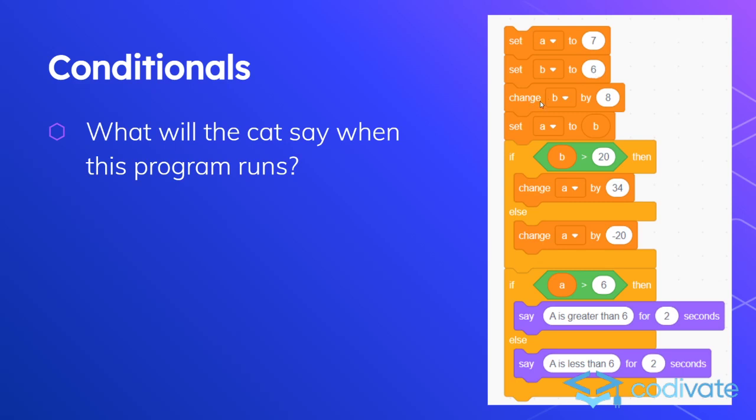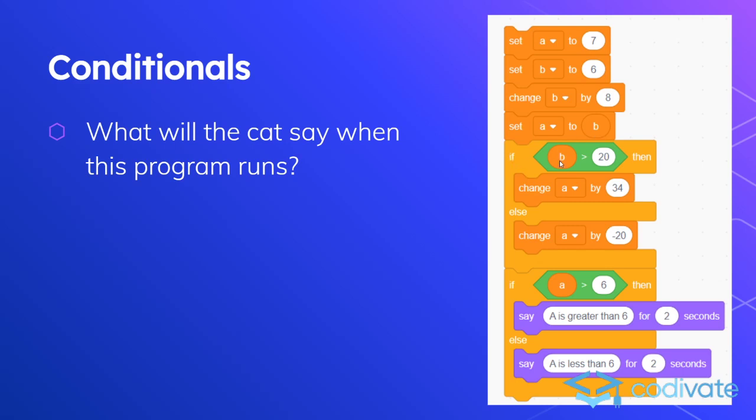Okay? Then we change B by 8. So 8 just got added to B, and B was 6. So B is now 14. 6 plus 8 is 14. So B is 14 from now on. And then we're setting A to B, which means setting A to 7 was irrelevant. We didn't need to do that. Setting A to B. So B I just said was 14, so now A is also 14. So they're both the same number. They are both 14 right now.